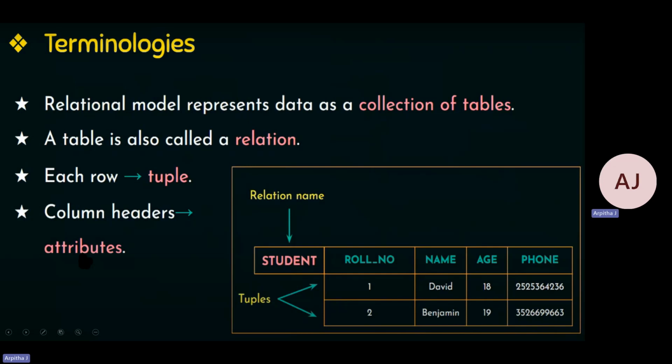So all these column headers are called the attributes. And the data which are inserted, row by row, we call the tuples. And the collection of data we call the relation name. These are some of the terminologies.